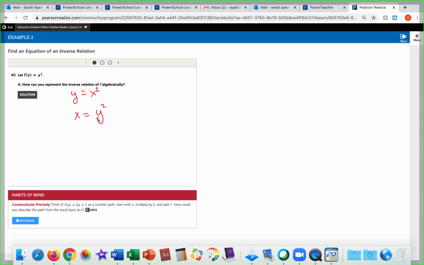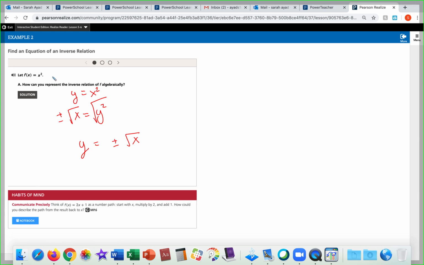So now how would I solve for y? How would I get y by itself? I would take the square root of both sides. Don't forget, as soon as you take a square root, you need to write down plus or minus. Therefore, we see that y is equal to plus or minus the square root of x. This represents the inverse of x squared. It makes sense that the square root of x is the inverse of x squared because squaring is the inverse operation of square rooting.